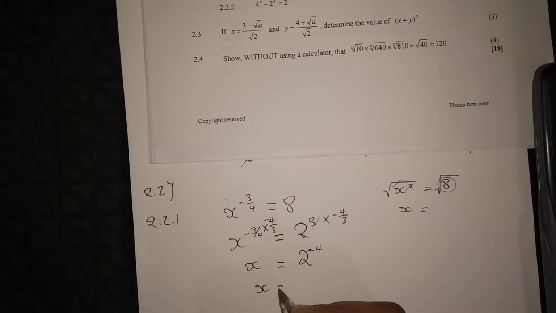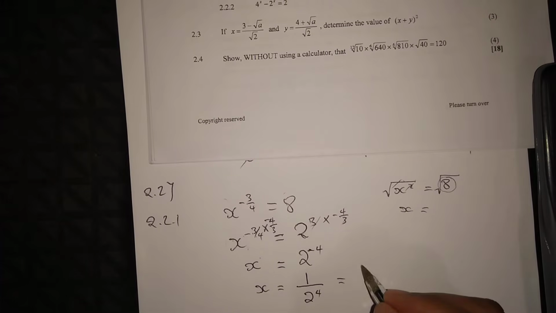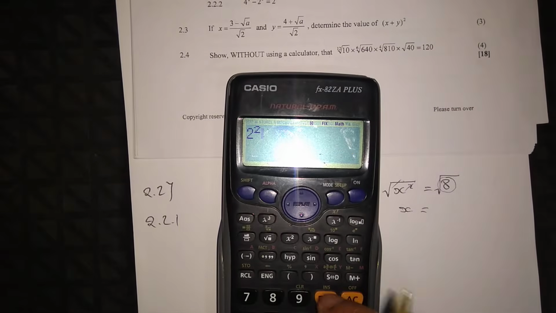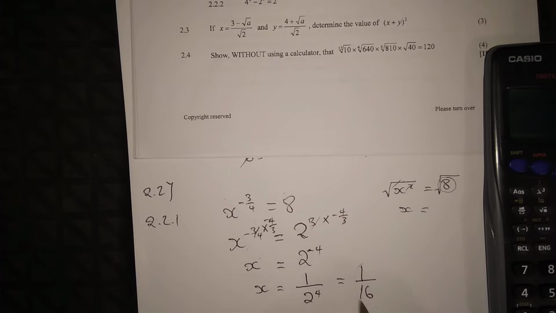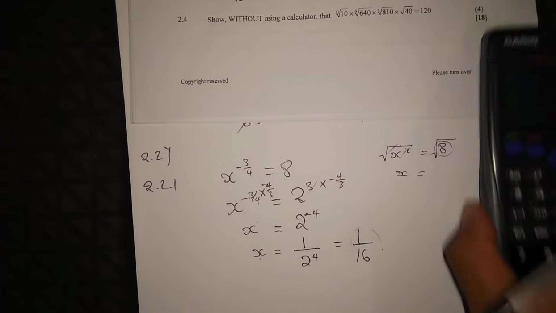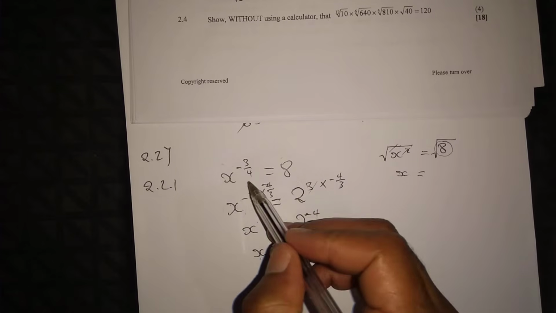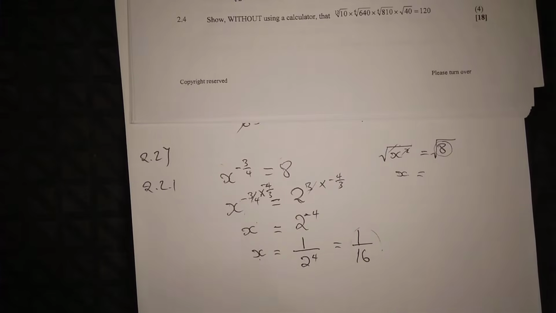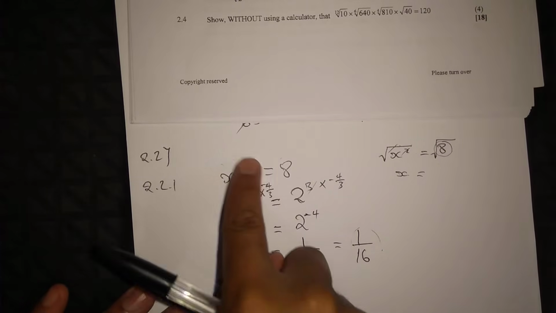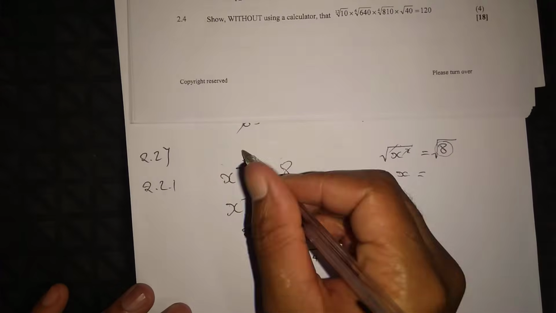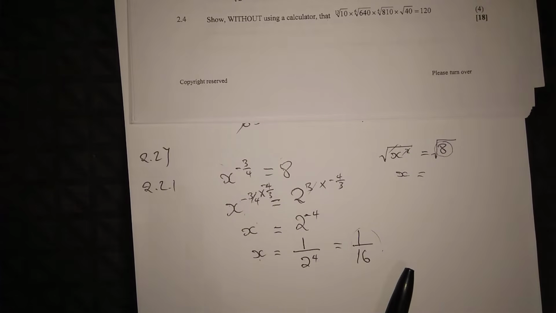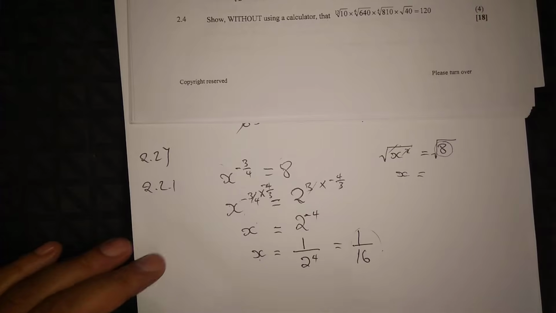So x is equal to 1 over 2 exponent 4, which is 1 over 16. 2 exponent 4 is equal to 16. So now my answer here is x is equal to 1 over 16. So whenever we have equations with exponents and fractions, in order to remove that fraction, this exponent fraction, you multiply with its multiplicative inverse.